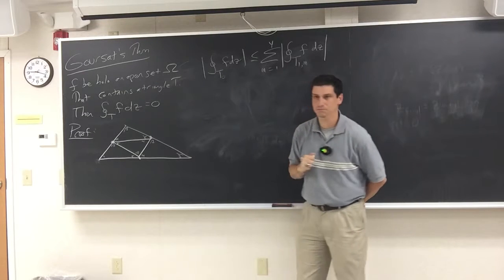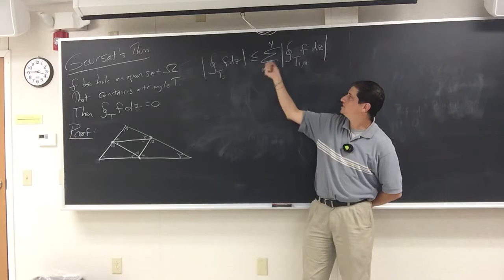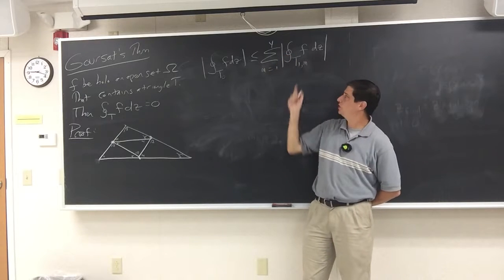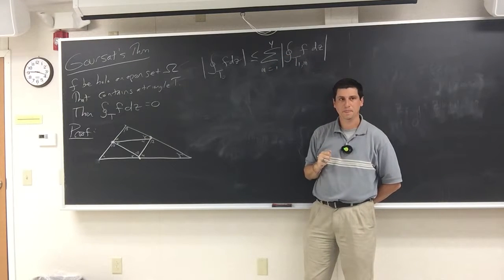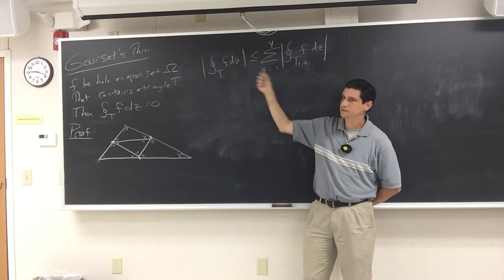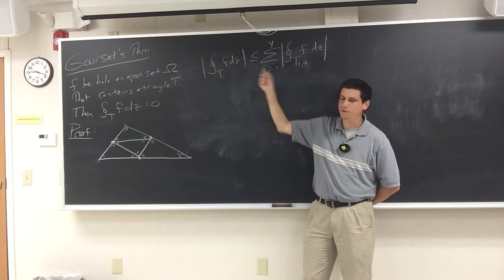So we know that the integral over this, and we might as well call this maybe triangle T0, is less than or equal to the sum of those. So at least one of these integrals must be at least 1/4 of that integral.